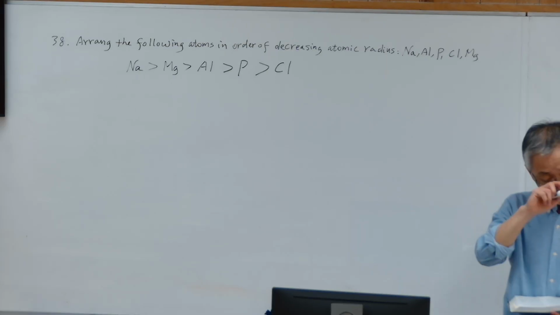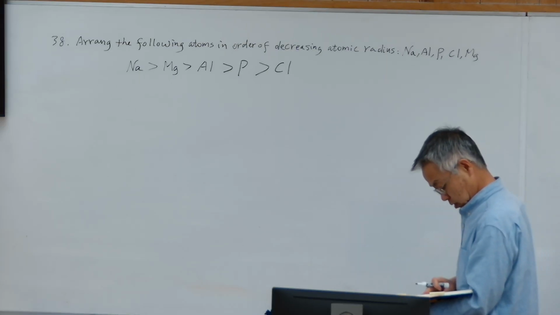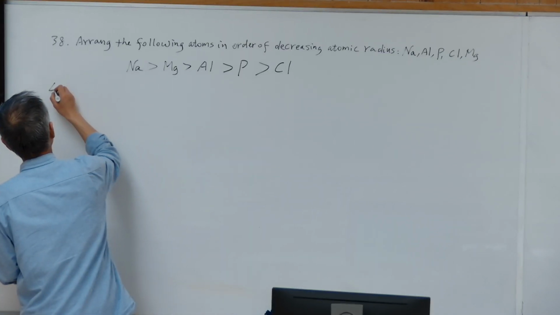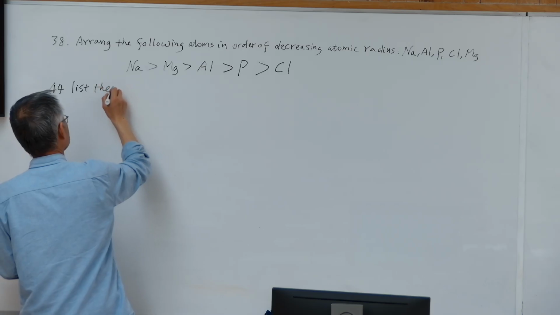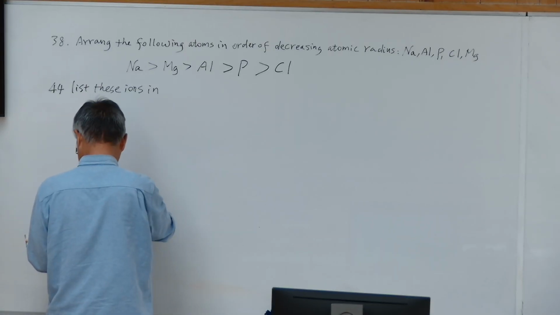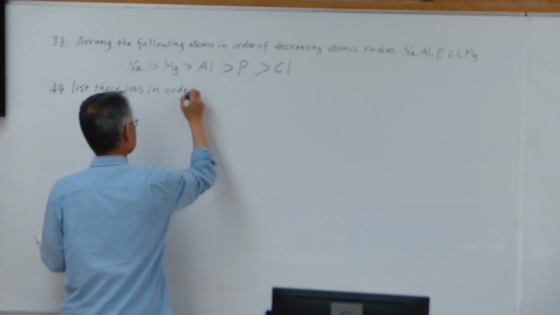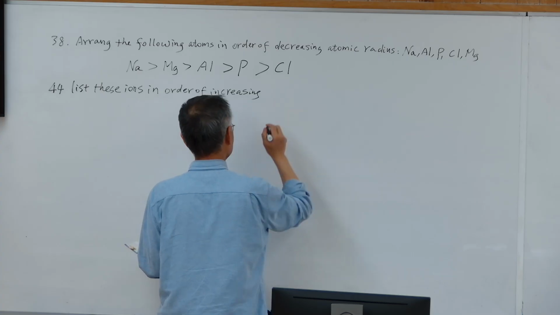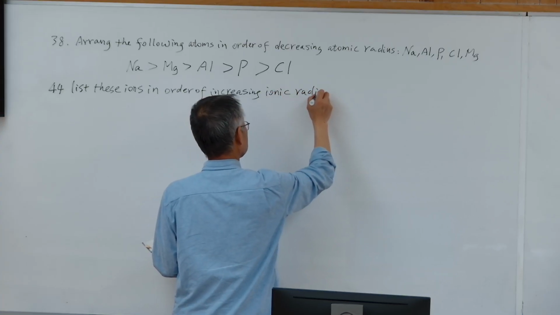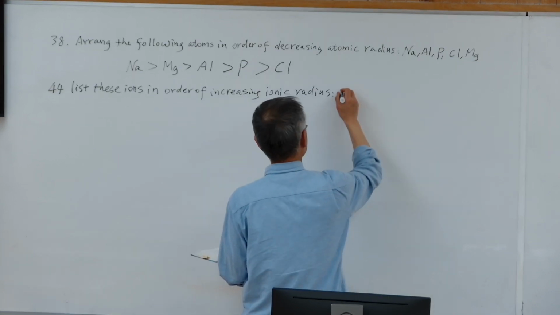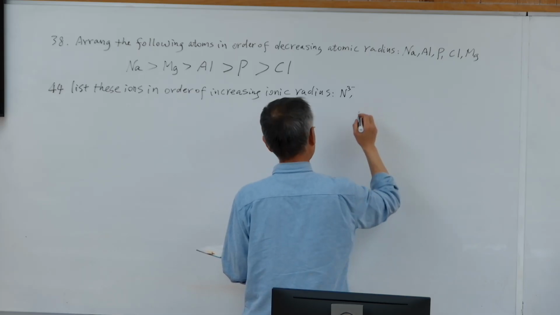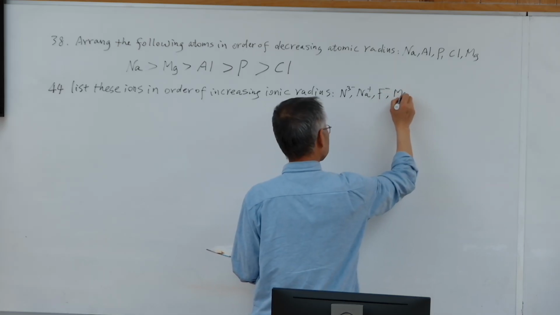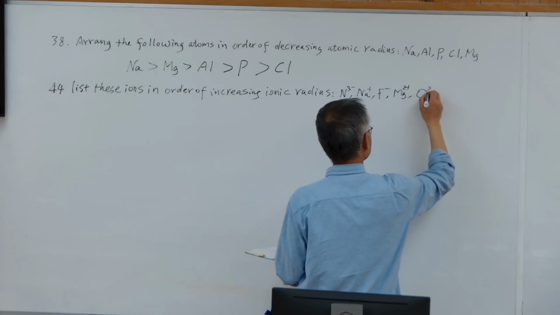Second one, question 44. List these ions in order of increasing ionic radius: N3 minus, Na plus, F minus, Mg2 plus, O2 minus.